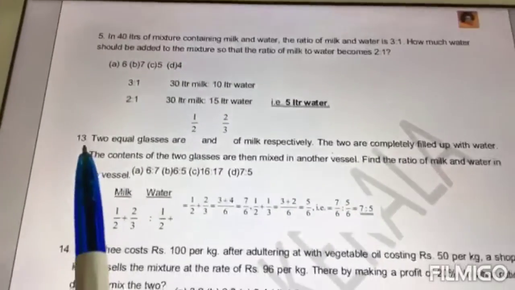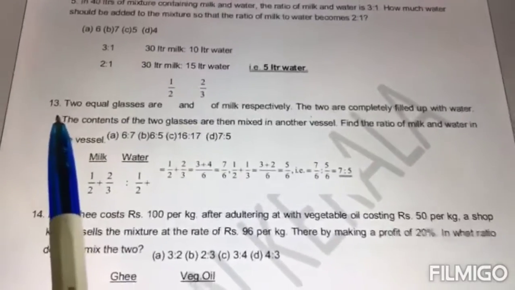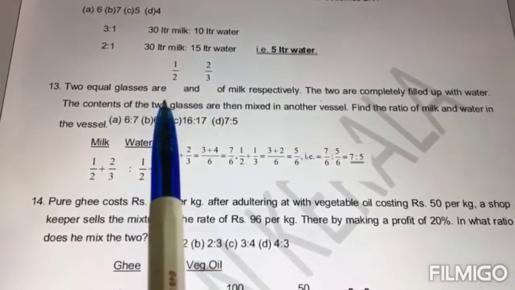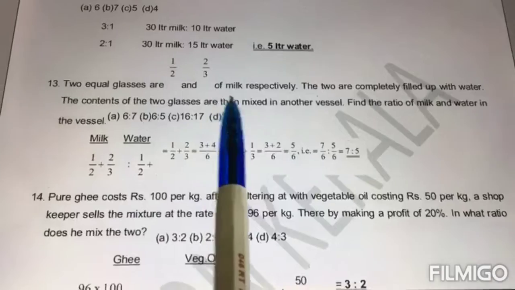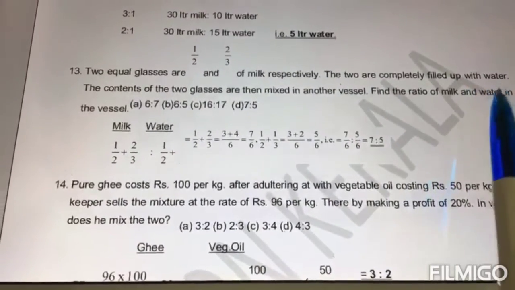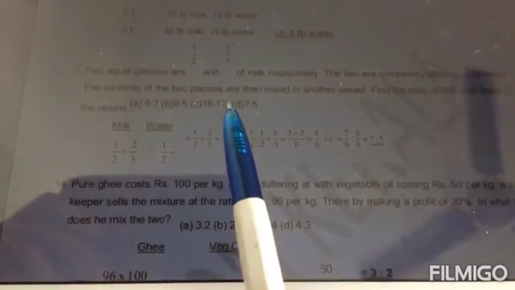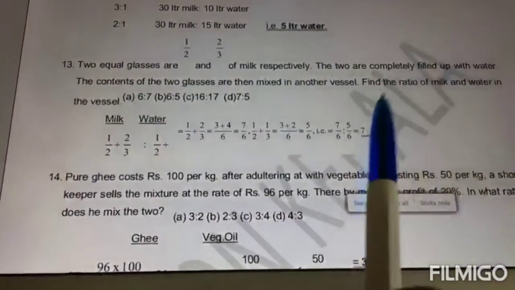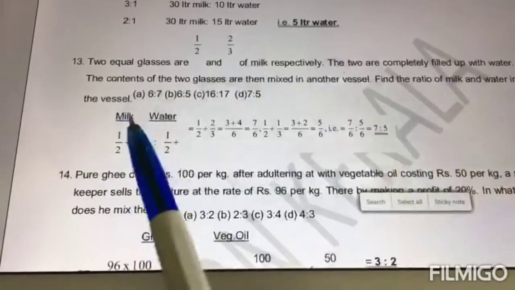All right. This is actually number 6, not number 13, so it's a typo. Two equal glasses are half and 2/3 of milk respectively. The two are completely filled up with water. The contents of the 2 glasses are then mixed in another vessel. Find the ratio of milk and water in the vessel.